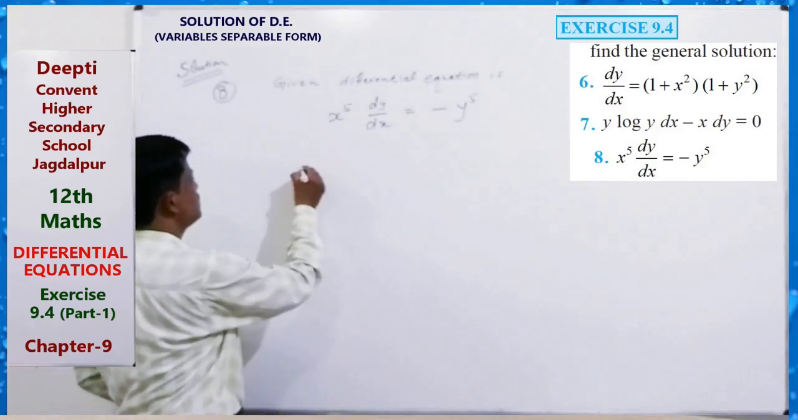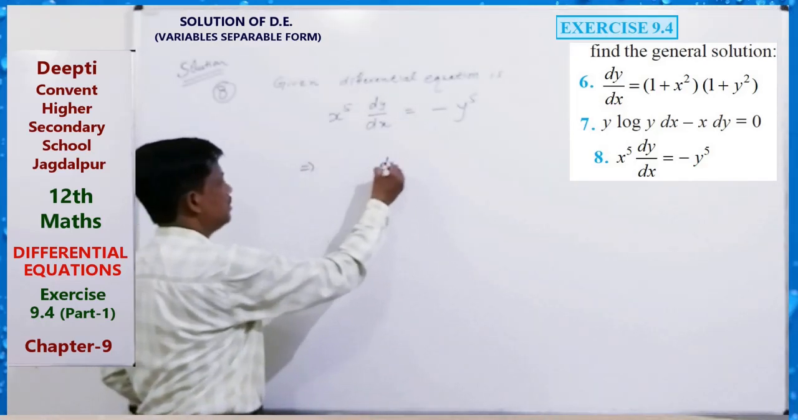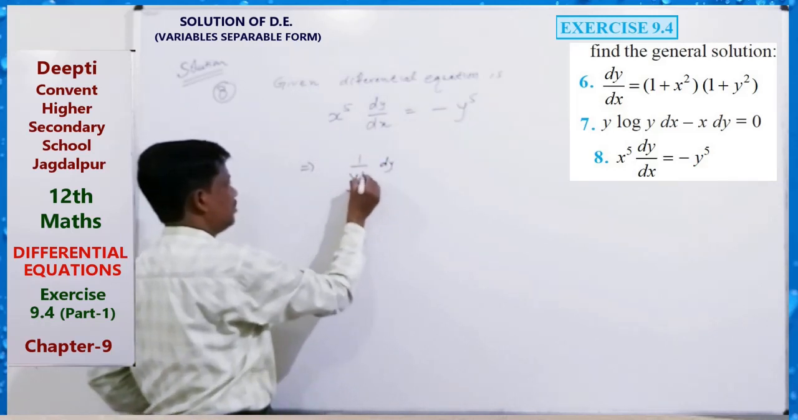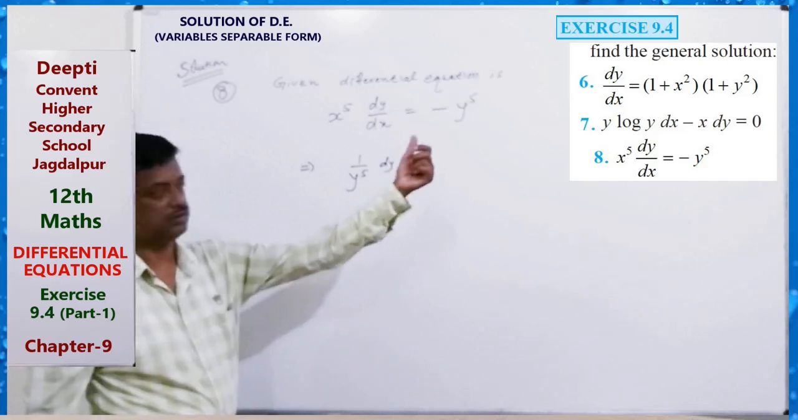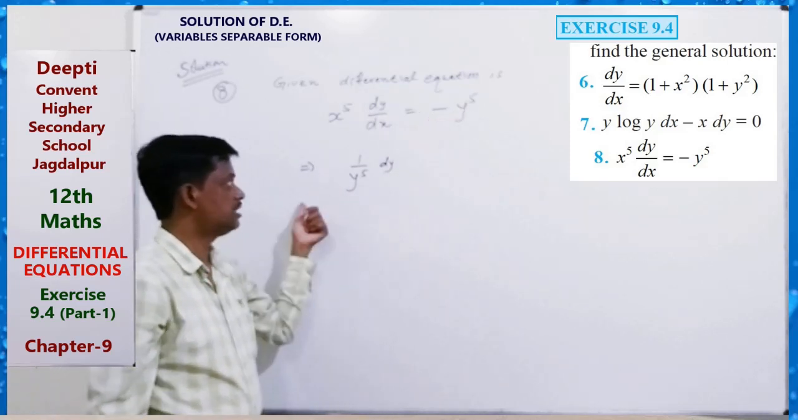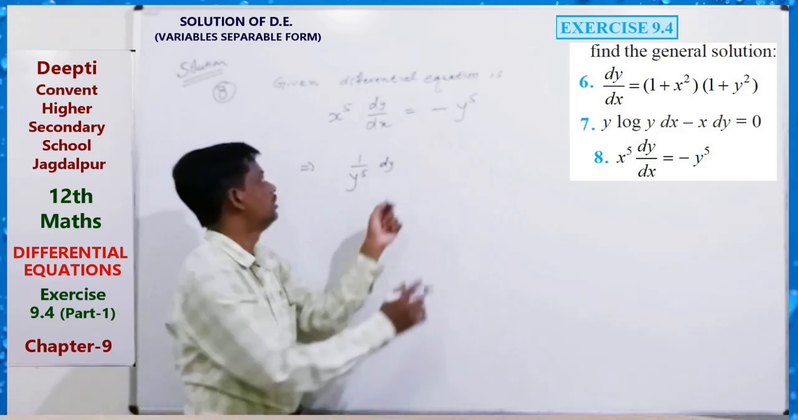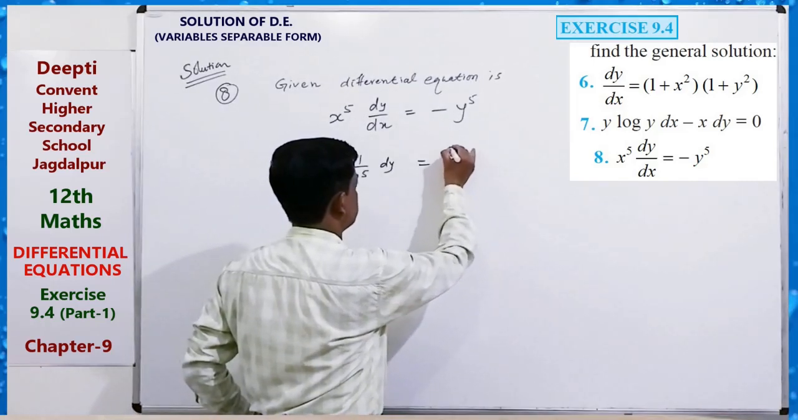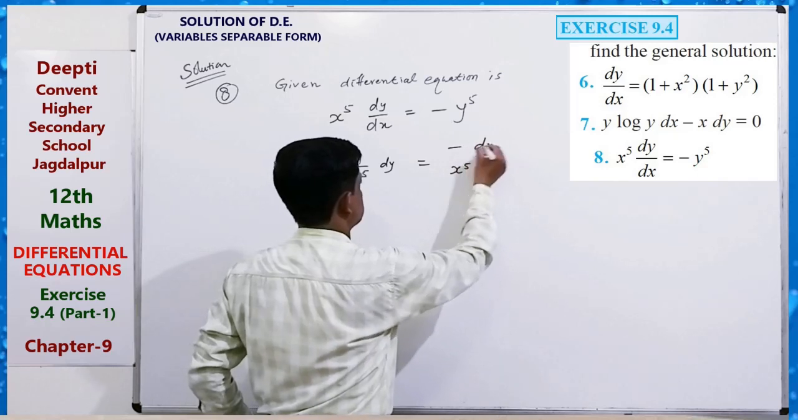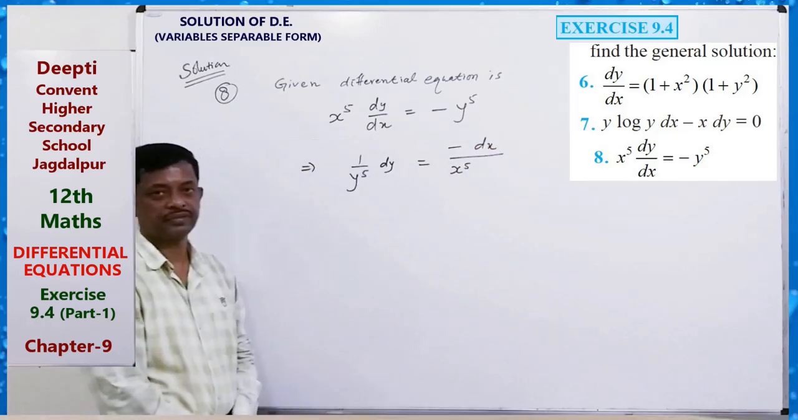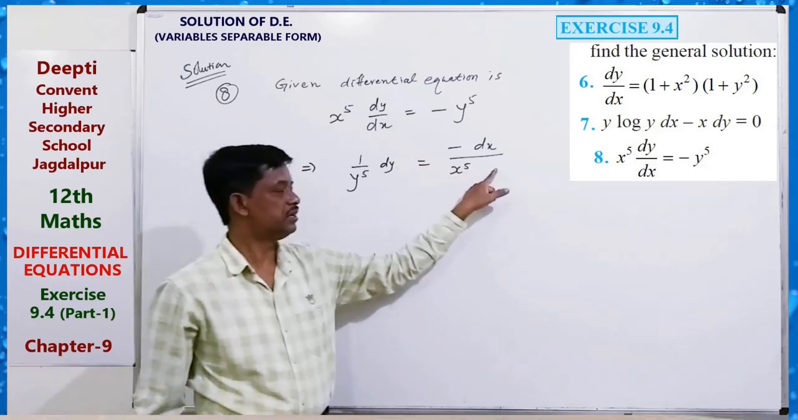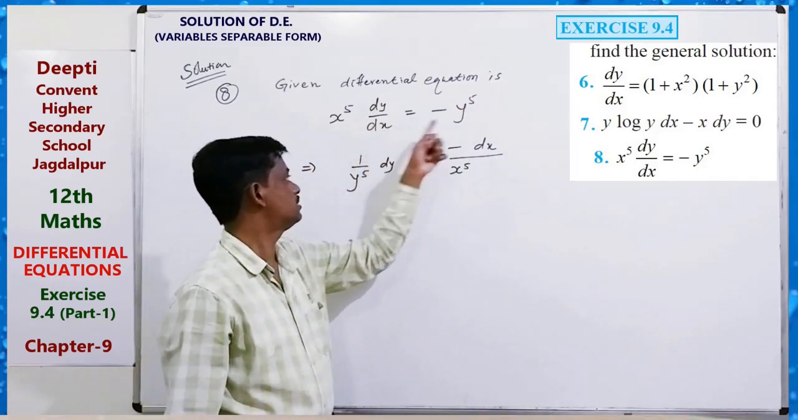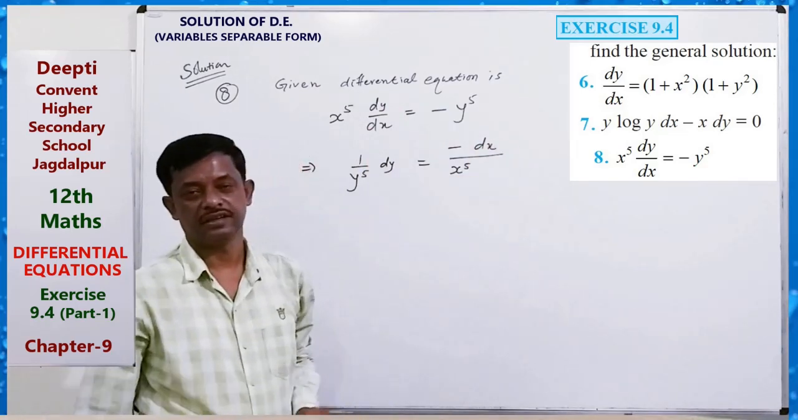Here, dy upon y to the power 5, that is y to the power minus 5, equals minus dx upon x to the power 5. You can write it like this: x to the power 5 goes to one side, y to the power 5 goes to the other, with dy on one side and dx on the other. So minus dx. Clear?